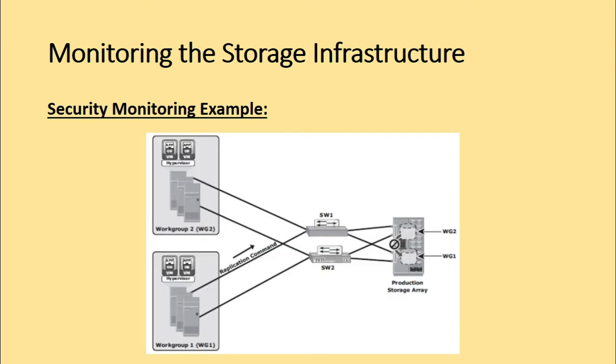Now let us move on to understand one more example, for security monitoring. The example shown in this diagram here illustrates the importance of monitoring the security in a storage array. In this example, the storage array is shared between two work groups. As we can see here, the storage array is shared between two work groups. So one work group is WG1 and one more work group is WG2. The data of work group 1 should not be accessible to work group 2 and vice versa.